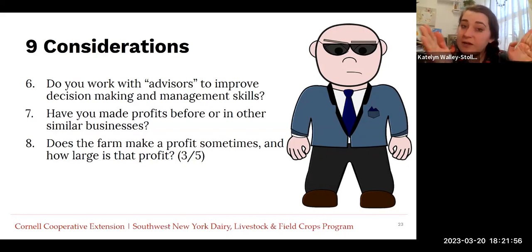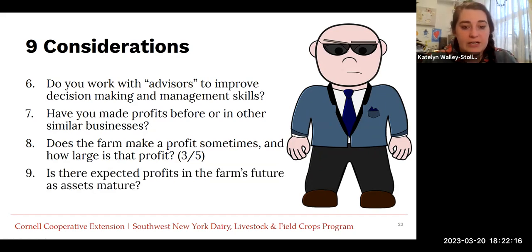If you have never claimed a profit before, or it's only rarely that you claim a profit, then the burden of proof to prove that you are a business and not a hobby is on you and not the IRS. It's a little bit more difficult to justify that you're operating as a business if you can't show that you've earned a profit. And then the final consideration: if the farm's currently not making a profit, so you're a beginning farmer, is there an expected profit in the future?